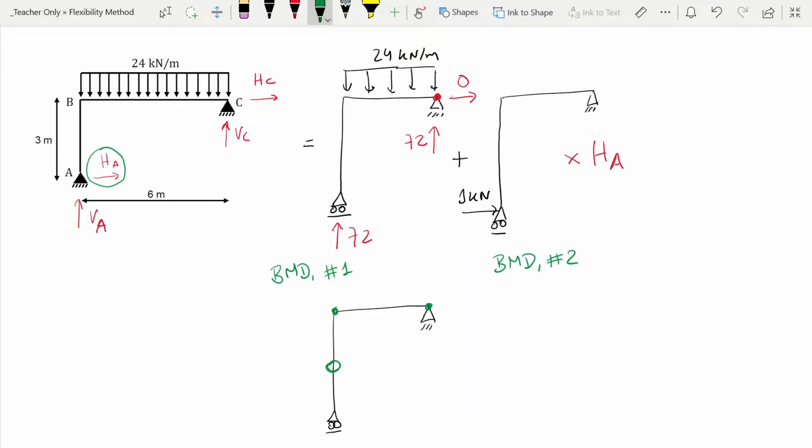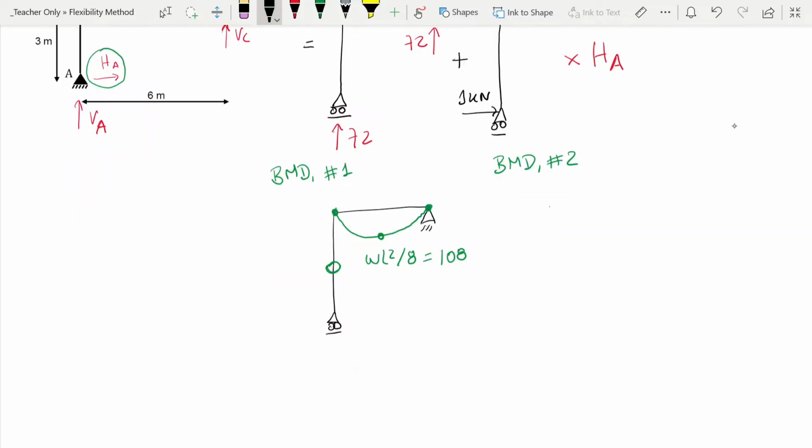So here we have a parabolic moment, and here in the middle the moment is nothing more than WL squared over 8, which should be equal to 24 times 6 squared divided by 8, which is 108. Another way to get this moment could be 72 times 3 minus 24 times 3 times 1.5. Should give you the same answer. Now we have this bending moment diagram. We still need to calculate the second structure.